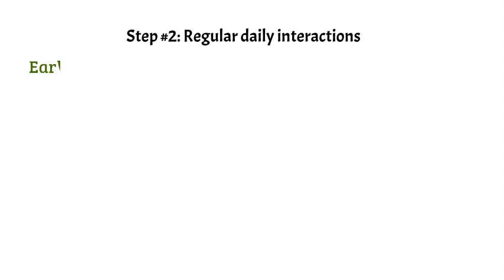Step number 2, daily interactions. As noted in a previous training, social emotional development, well, it is connected to future mental health. With this known, we have the ability to instill in our children the skills needed to develop healthy social emotional connections that will influence their adult mental health.